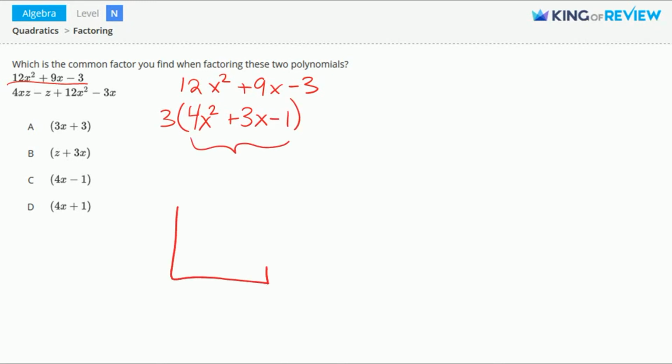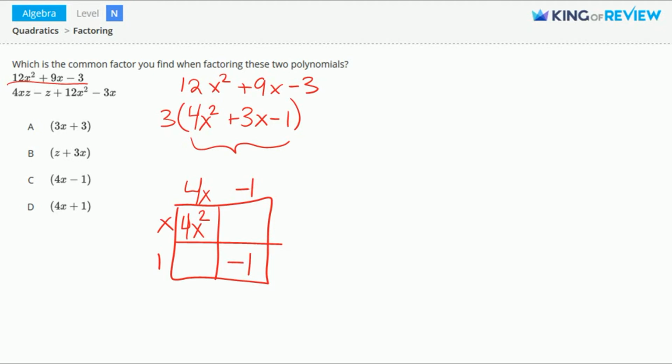One method for factoring that is using a factorization box. I'll put my x squared term here, so 4x squared, and my constant term down here, that's negative 1. What two terms multiply together to give 4x squared? 4x times x gives 4x squared. And what two terms multiply together to give negative 1? Negative 1 times 1 multiply together to give negative 1.